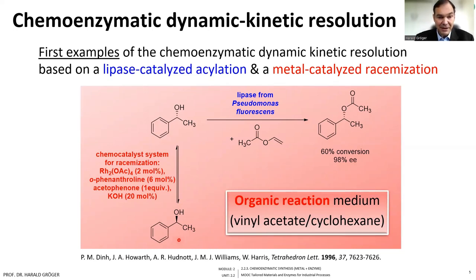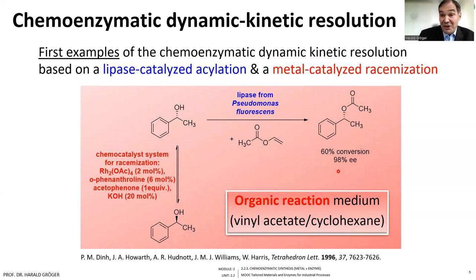And they applied a rhodium catalyst for the racemization of a secondary alcohol. And in combination with the lipase, then the secondary alcohol was isolated, one enantiomer, the R enantiomer, under formation of the corresponding ester. By means of this combination of lipase and rhodium catalyst in an organic reaction medium, it was possible to get the product with 60% conversion, 98% yield.